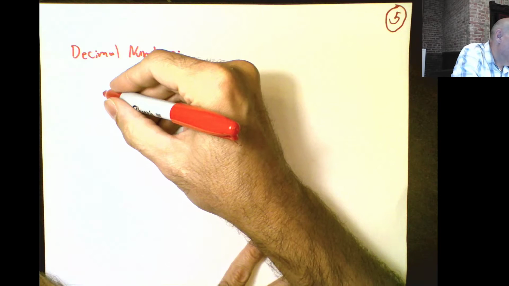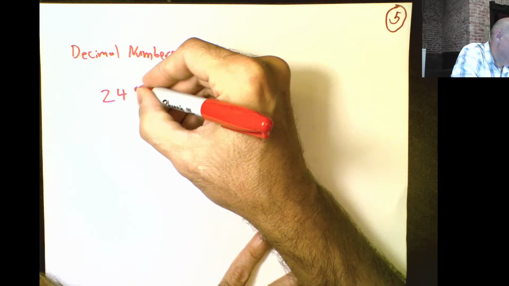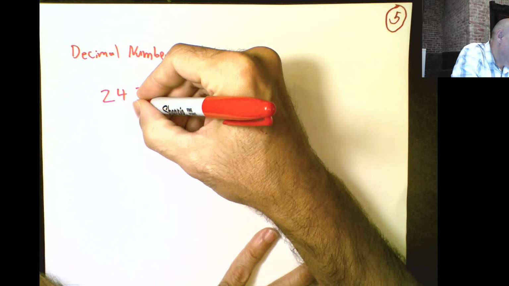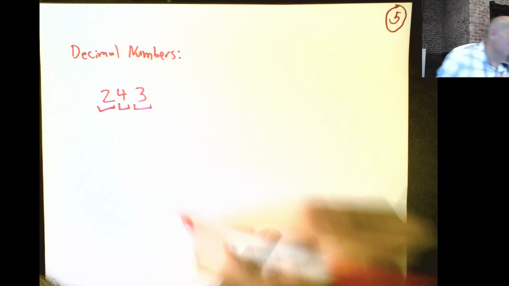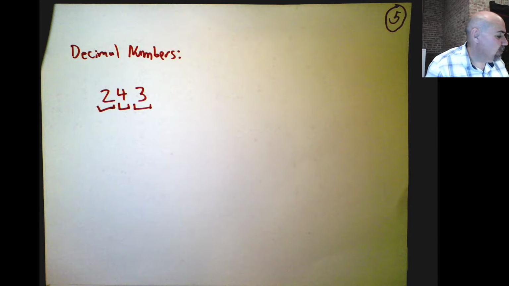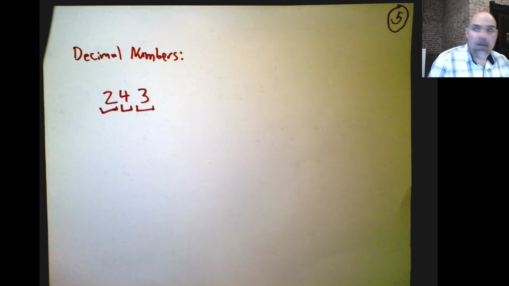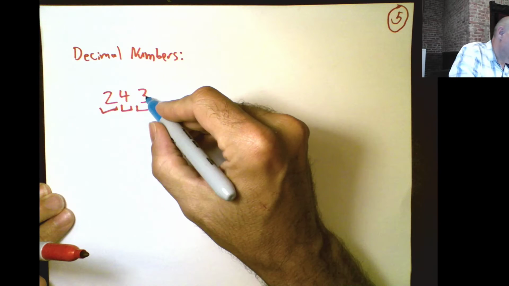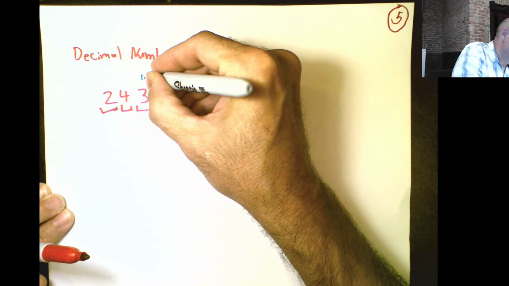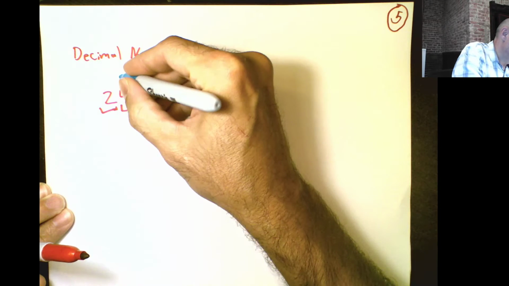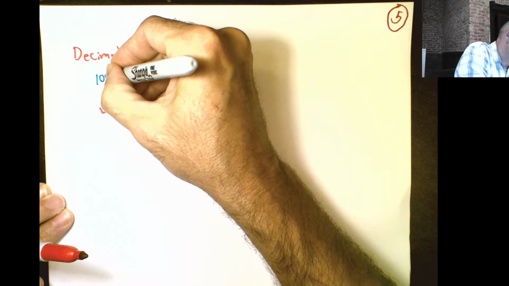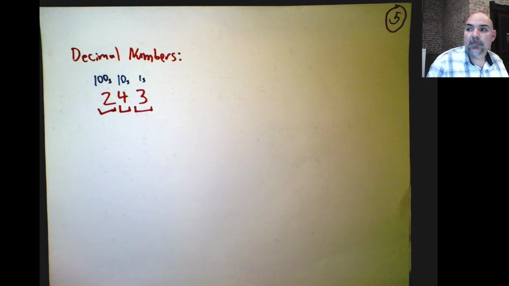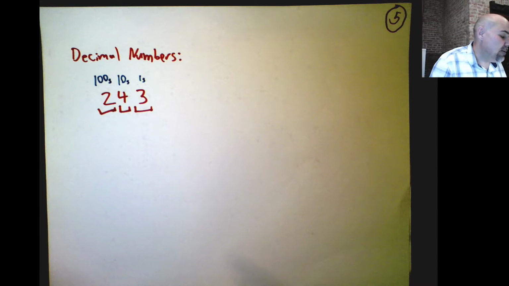So for example, if I have a number like 243, then you'll notice that each of these places here, each digit, has a place value associated with it. If we were to write what those place values are, this is the ones place, this is the tens place, and this is the hundreds place. So the way we make sense of that number in decimal is through each of those place values.